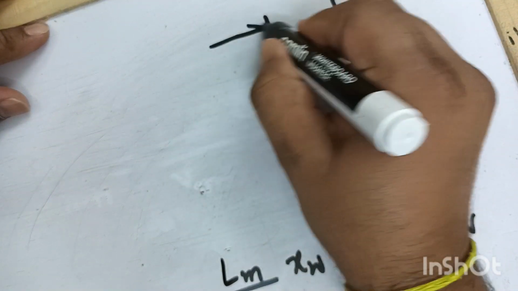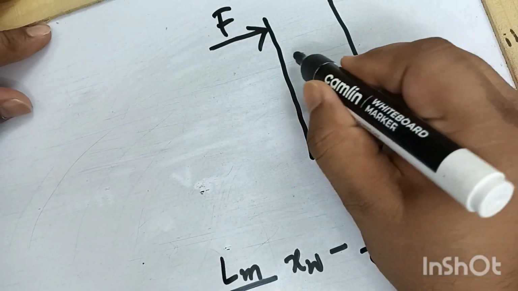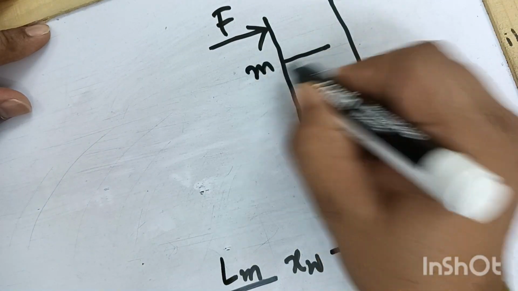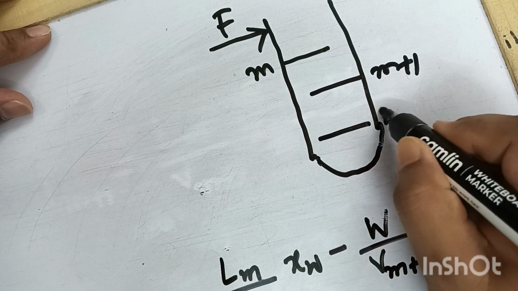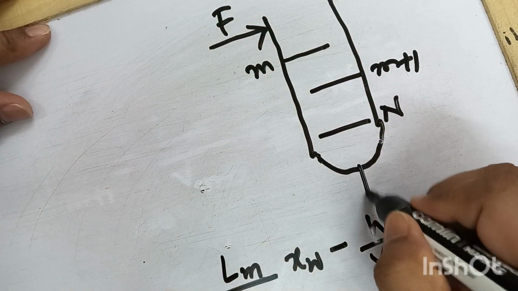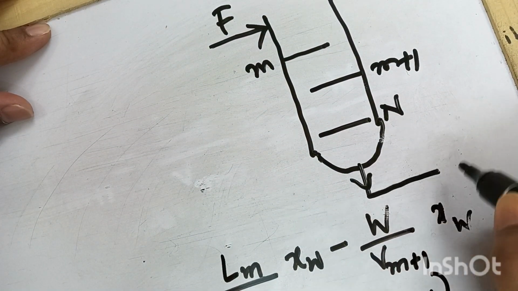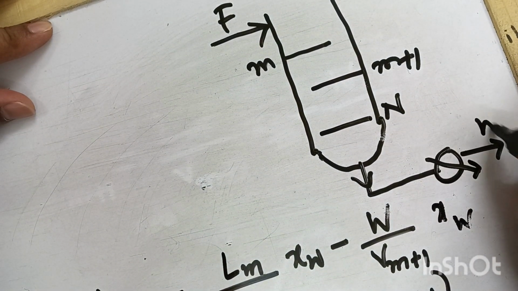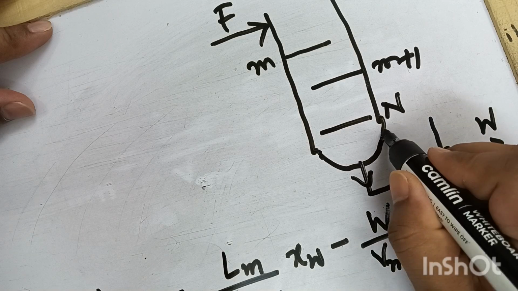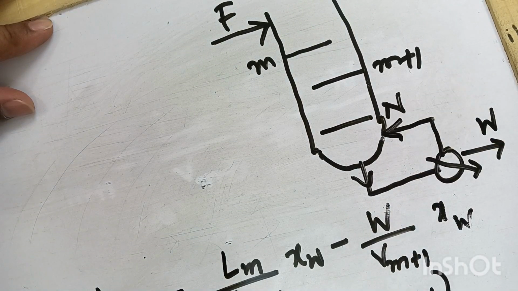So basically feed enters somewhere over here, and suppose this is the mth plate, this is the m plus 1th plate, this is the capital Nth plate, the last plate of the distillation column. The bottom product comes out of it, goes into the reboiler. So this is basically W. The vapor rising from the reboiler is going inside the distillation column.